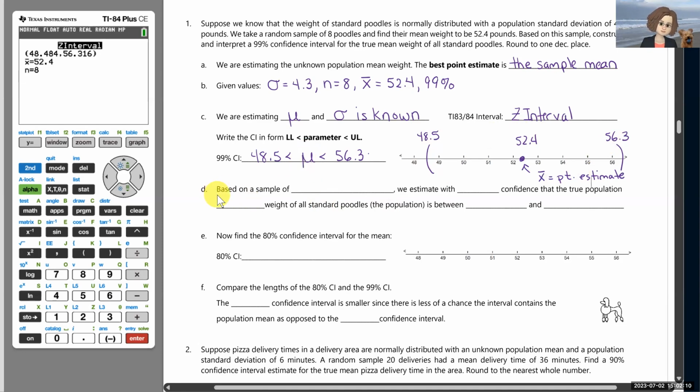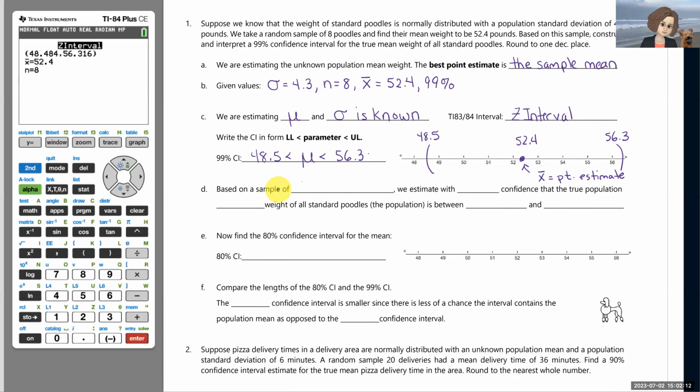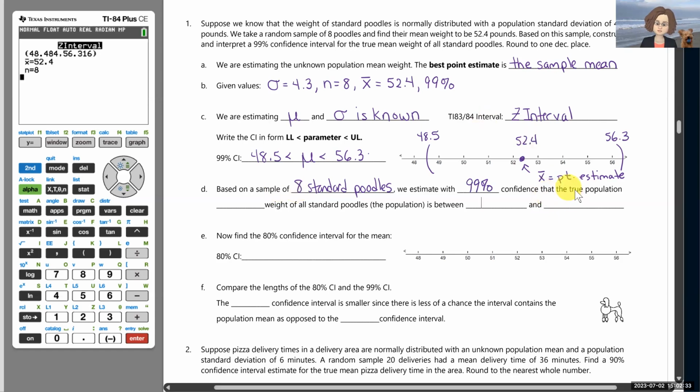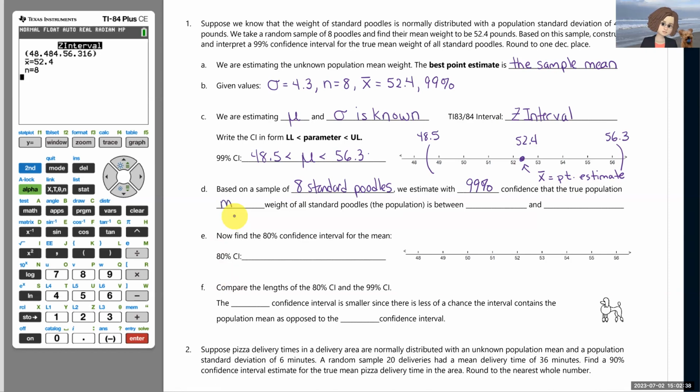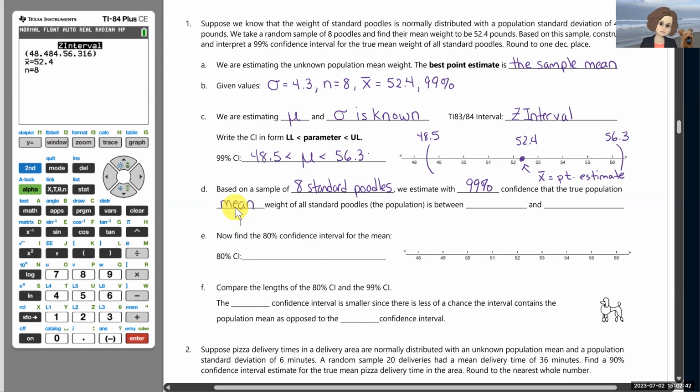So based on a sample of 8 standard poodles, so standard poodles are the larger poodles as opposed to my dog Chester. He's a miniature poodle, sort of the medium-sized ones, but this is our 8 standard poodles. We estimate with 99% confidence that the true population mean, so we'll learn to estimate other characteristics later. For now, we are estimating a mean, that parameter.